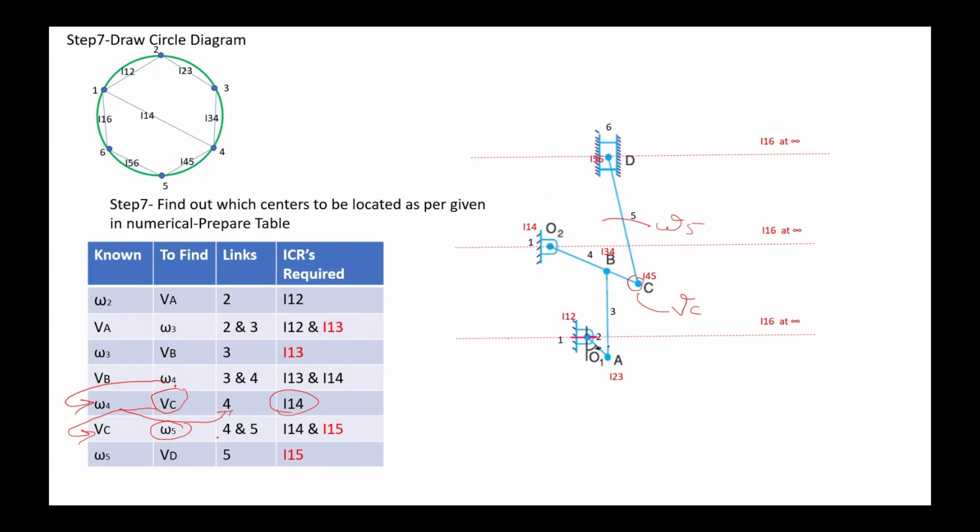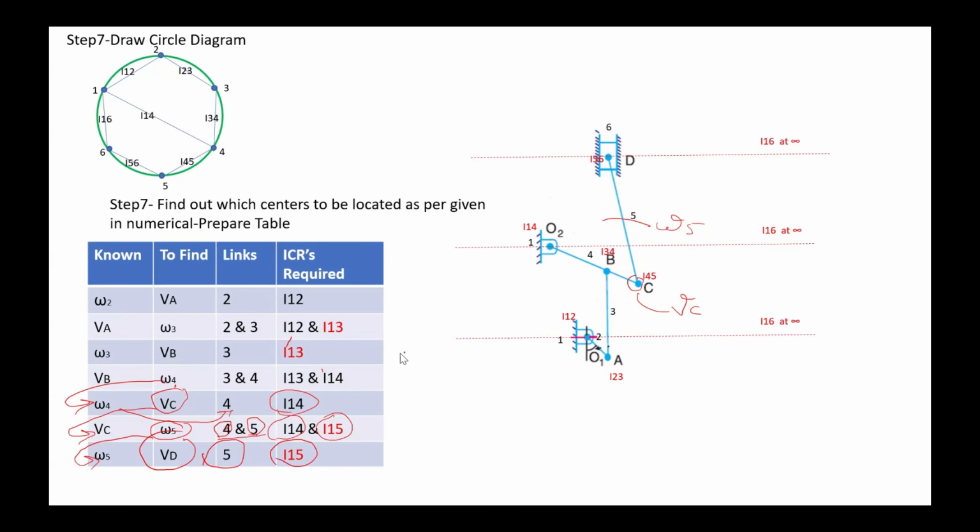Now the velocity of C and omega 5 are involved with link numbers 4 and 5. It is the common point of links 4 and 5. So I have to write I14 and I15 here. Now after getting omega 5, this is the input to the next row. So omega 5 is known to you. If omega 5 is known to you, you can easily find out the velocity of D. So omega 5 is related with what? Link number 5. So the ICR is I15.